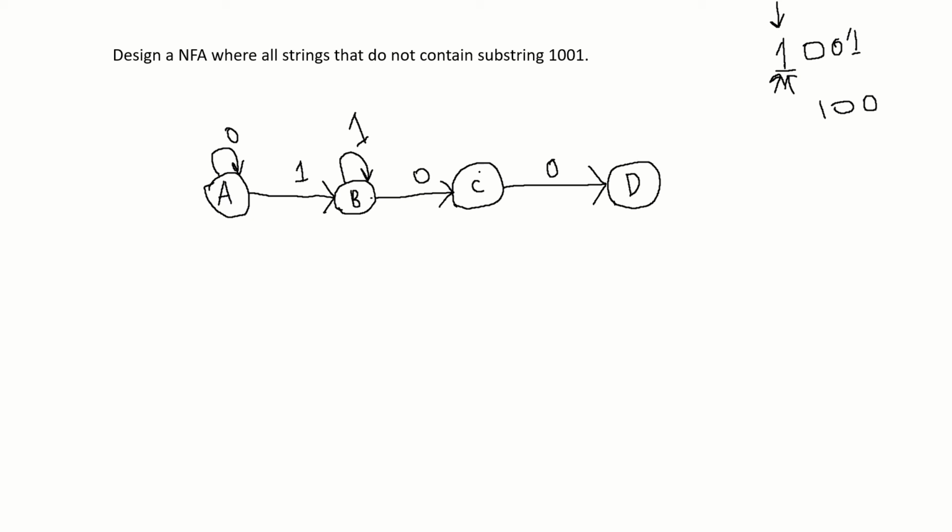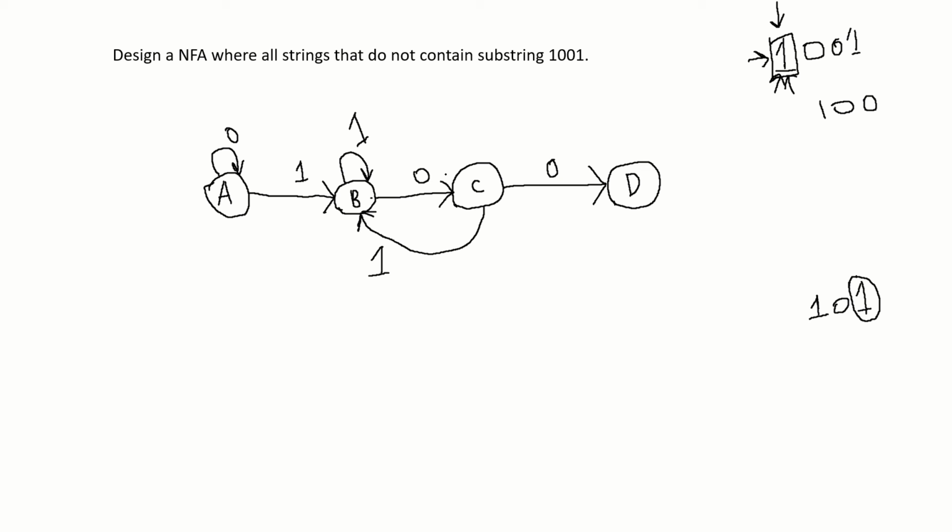But if we get 1 from state C, let's see what happens. In state C, we came with 10. So now we need another 0 after 10, right? But if we get 1, then you can see that this 101 does not match with this 1001, right? So we won't have any progress. But this one can be the first one of this substring, right? So we will go back to state B, as state B represents the first 1. So with 1 we will go to state B from state C.